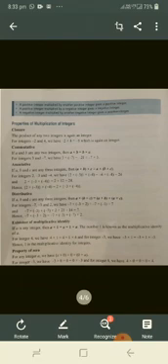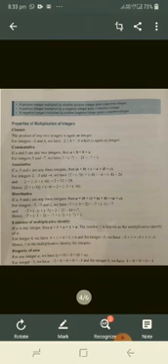Minus into plus, minus. Plus into minus also minus. Now I am explaining about properties of multiplication of integers. First one, closure property. The product of any two integers is again an integer. For example, if you take minus 2 and 4, if you multiply, you will get minus 8. Minus 8 is also an integer.